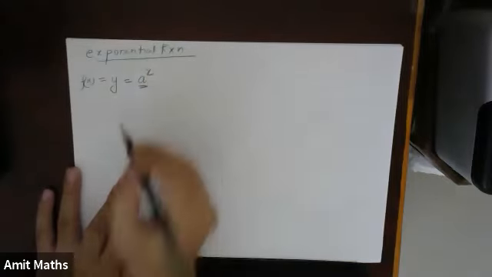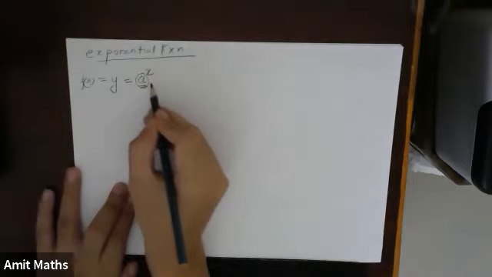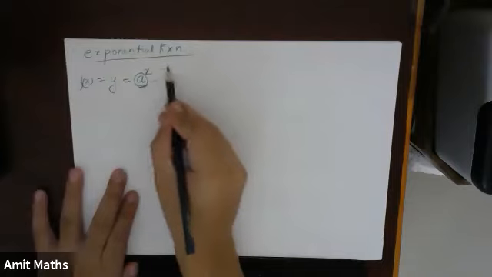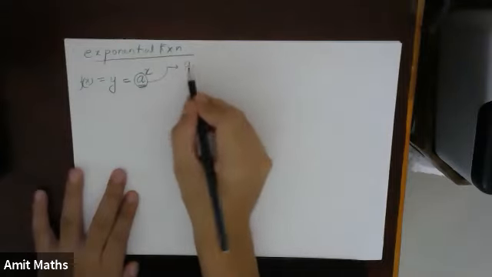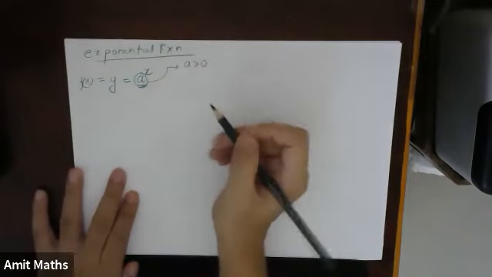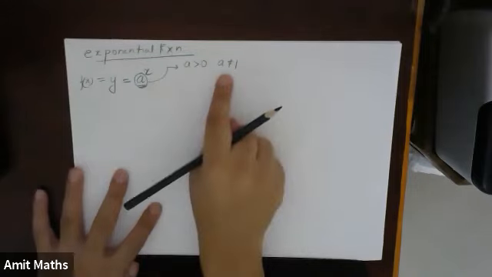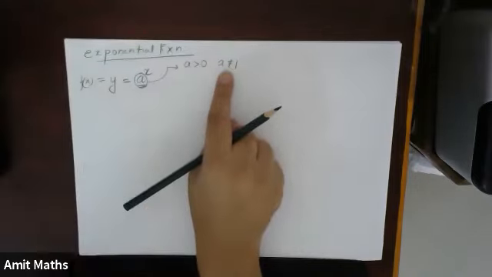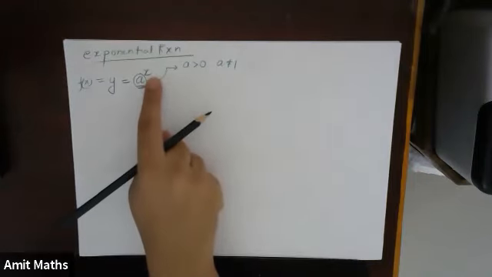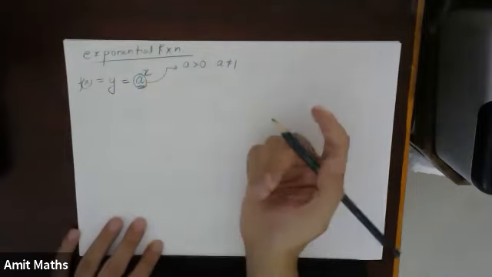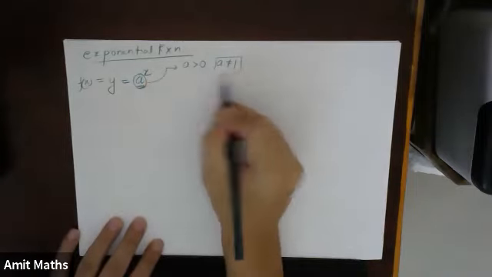This is exponent. Now, in this case also, there is a condition on this a, that a should be greater than 0 and a should not be equal to 1. Why are we not taking a equal to 1? We only want to discuss for a not equal to 1, because if a is equal to 1, no matter what power of x I substitute, y will be equal to 1. So I do not want to discuss for a equal to 1.